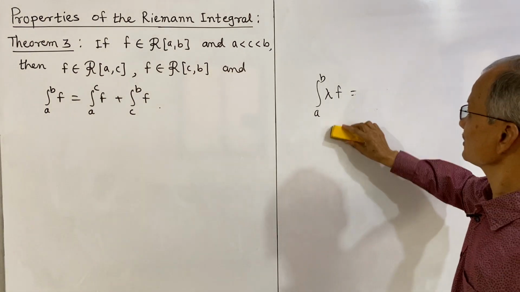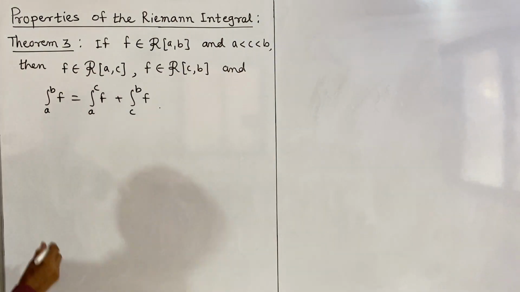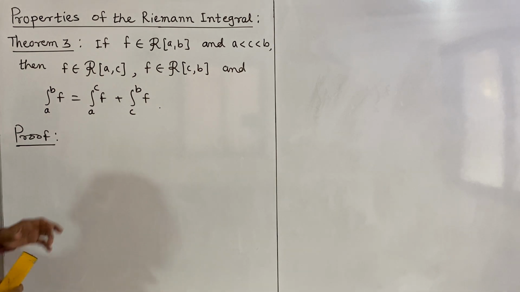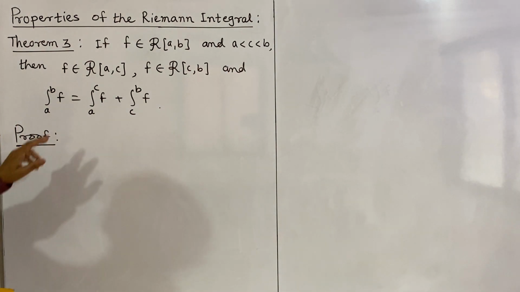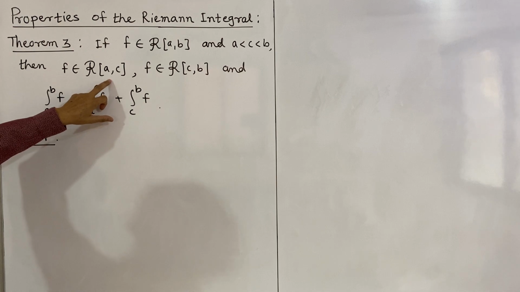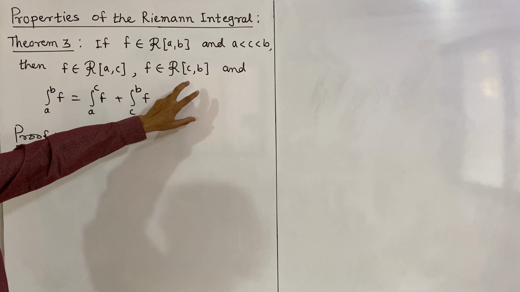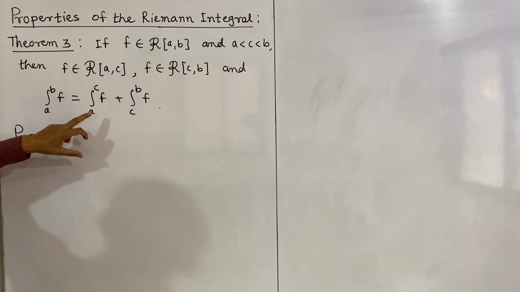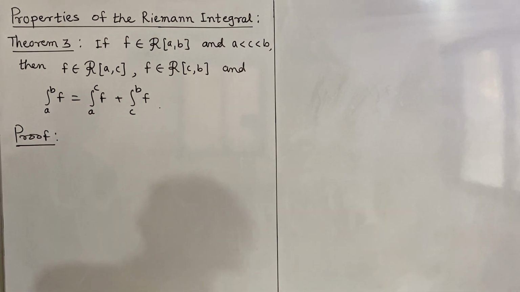So, first we shall see the proof of this theorem number 3. The statement of theorem 3 is: f is Riemann integrable over the closed bounded interval a to b, and c is an intermediate point in the interval a to b. Then function f is Riemann integrable over the closed interval a to c, also the closed interval c to b, and we have to prove this result, that is, integral a to b of f can be split in two parts, integral a to c of f plus integral c to b of f.